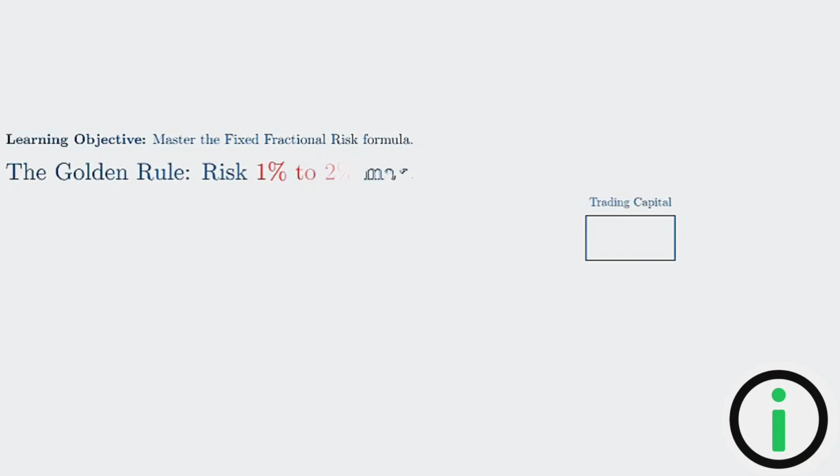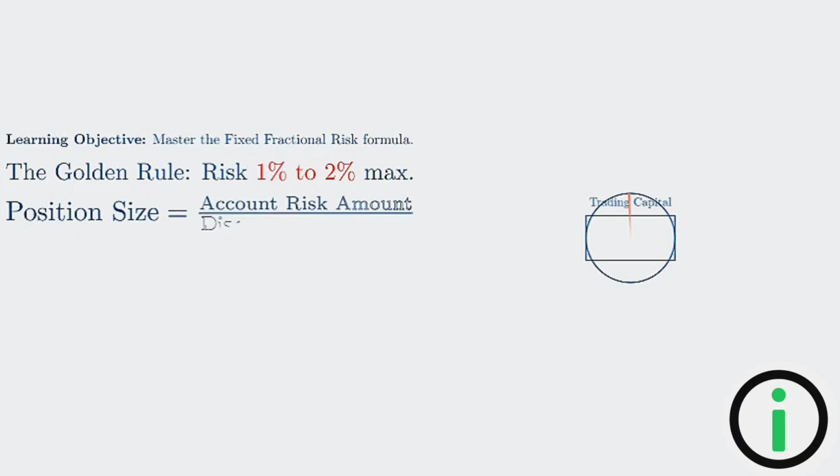Most traders fail not because of bad entries, but because of bad math. Position sizing is the engine of your strategy. Without it, even a 70% win rate can lead to bankruptcy. The golden rule: never risk more than 1 to 2% of your total account on a single trade. Let's look at the actual formula you should use before every single trade.